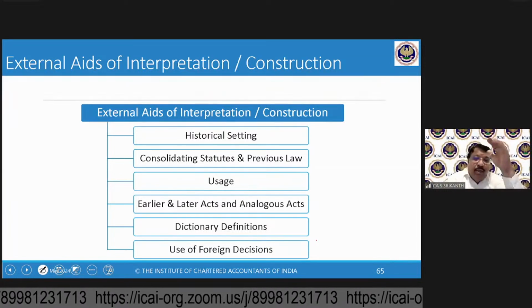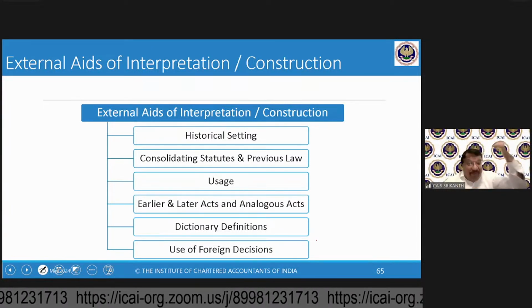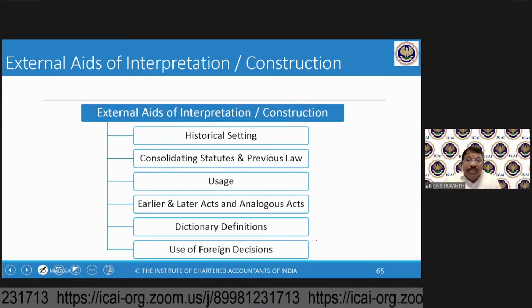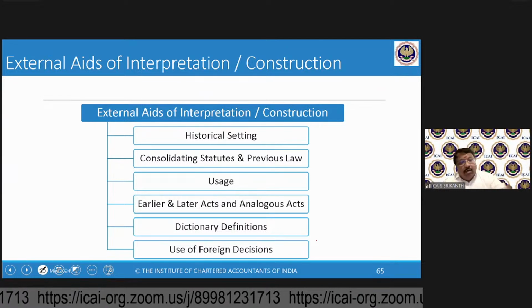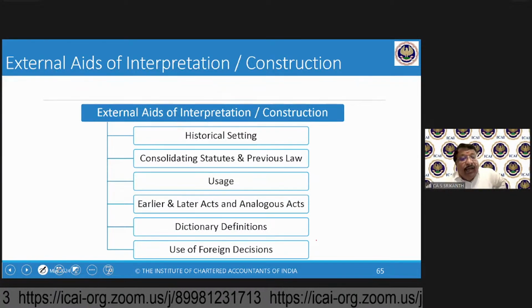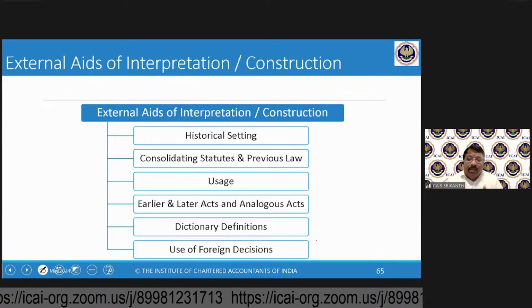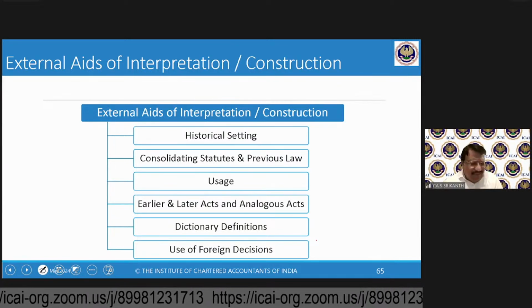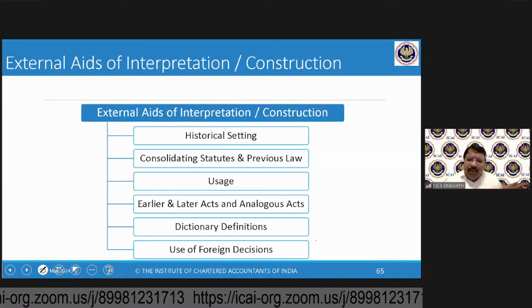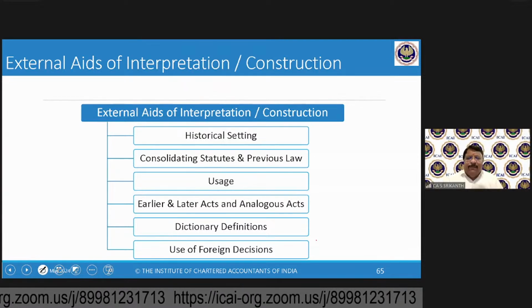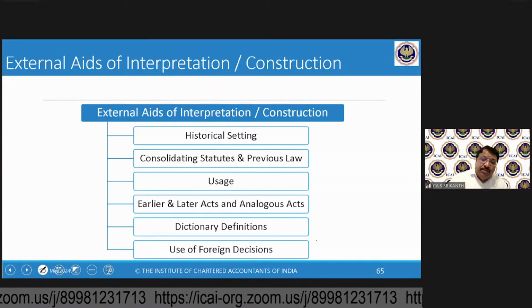Like historical setting, the consolidating statutes and previous law, usage. How is it that normally done in this? Earlier and later acts and analogous acts. Analogous act, I told you, Specific Contract, Securities Contract Regulation Act, SEBI, and Companies Act are analogous acts. Dictionary definitions allowed.